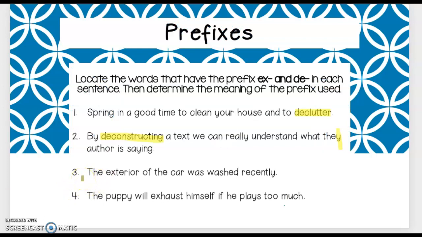Number 3, the exterior of the car was washed recently. The exterior is the outside of the car because the interior is the inside. So exterior is the outside of the car. Number 4, the puppy will exhaust himself if he plays too much. Exhaust means to tire or to wear one's self out.